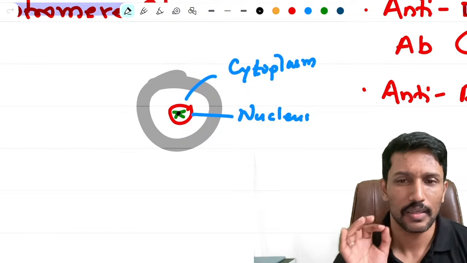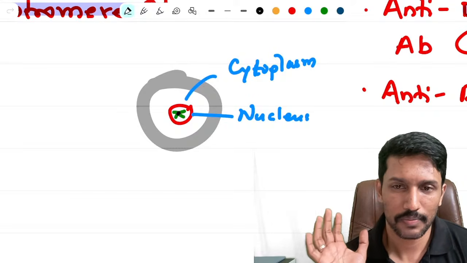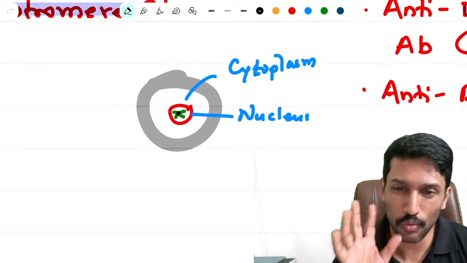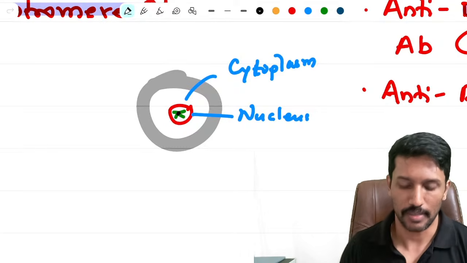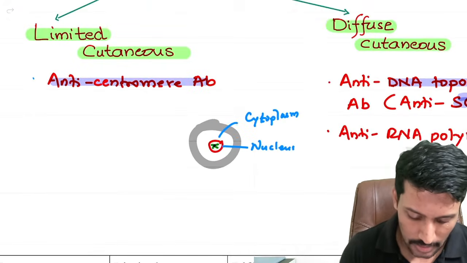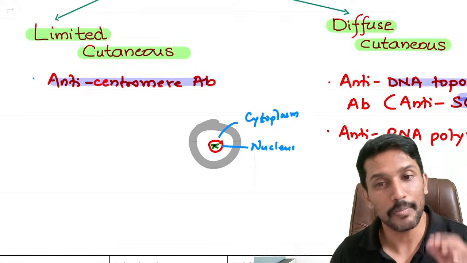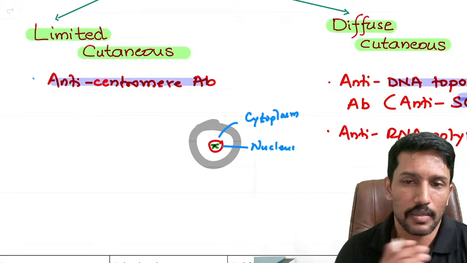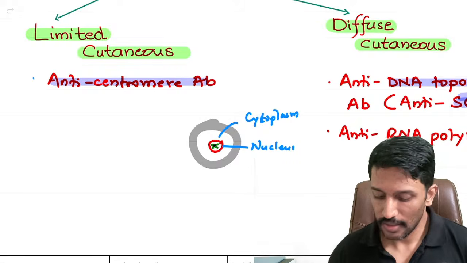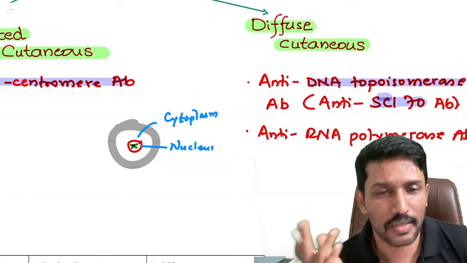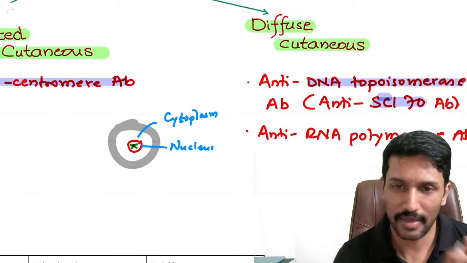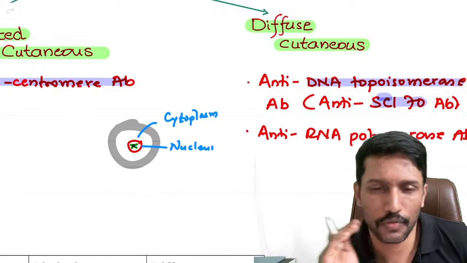So can I say that centromeres have a limited presence? Yes, they are present only in the nucleus, that too only in selected parts of the cell cycle. So they have limited presence. Centromeres have limited presence. That way you can remember it as limited cutaneous scleroderma, right? On the other hand, if I talk about DNA, DNA is always there in the cell, need not be aligned as centromere, but it's always there in all phases of the cell cycle.